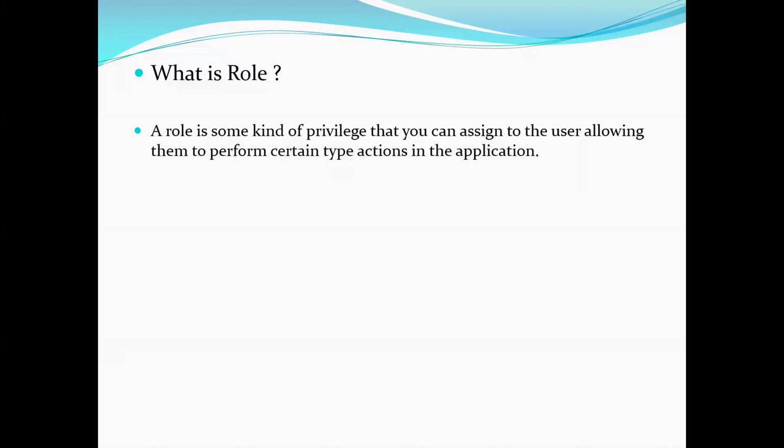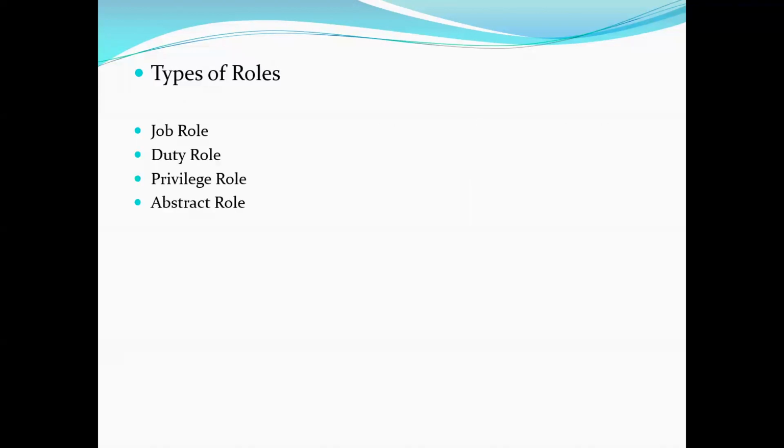A role is a kind of privilege that you can assign to the user, allowing them to perform certain types of actions within the application. So if a user wants to perform any action in the application, they need to be assigned a privilege. How is it segregated? There are types of roles: job role, duty role, privilege role, and abstract role.